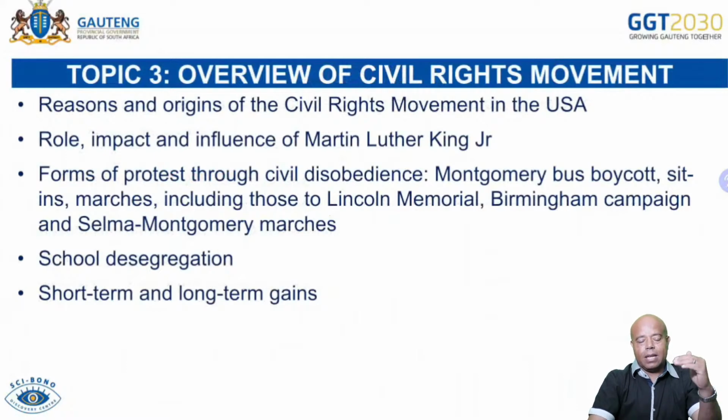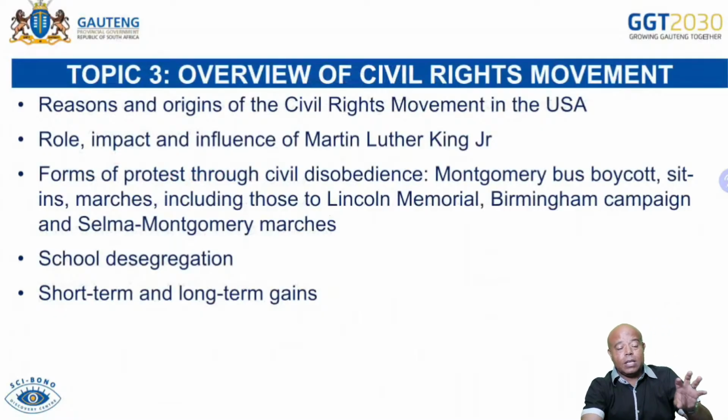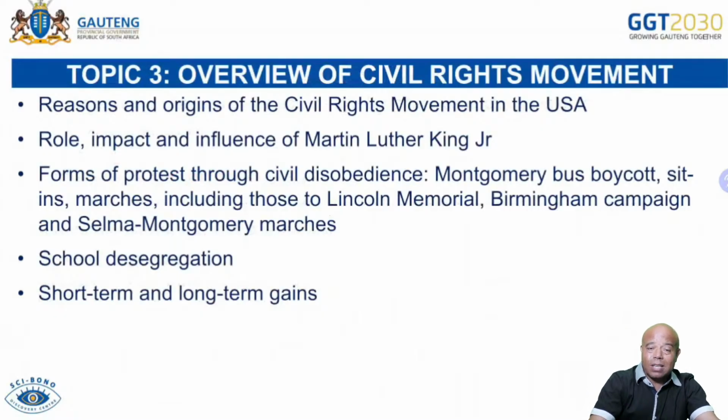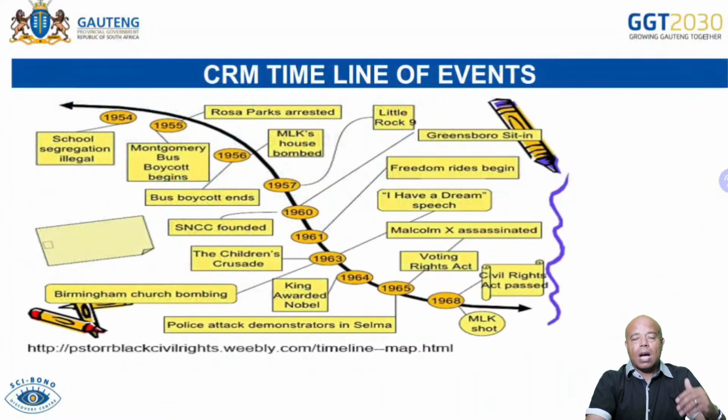But between the Lincoln Memorial March and the Selma Montgomery March, there was what we call the Freedom Summers, where they were educating people how to read and write at the same time. But we'll go into detail now. Then the school desegregation, we will not talk about the short-term and long-term gains. So now we can clearly see.